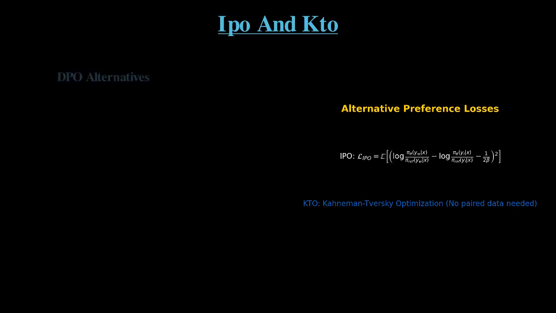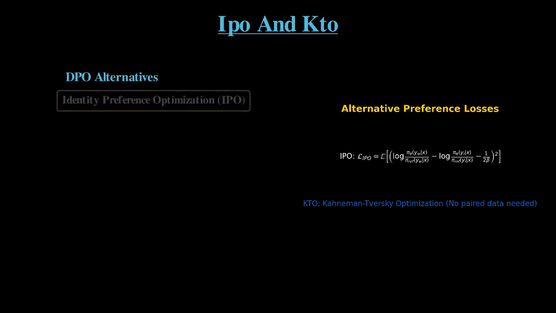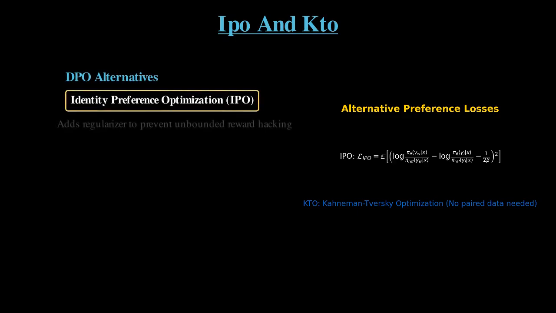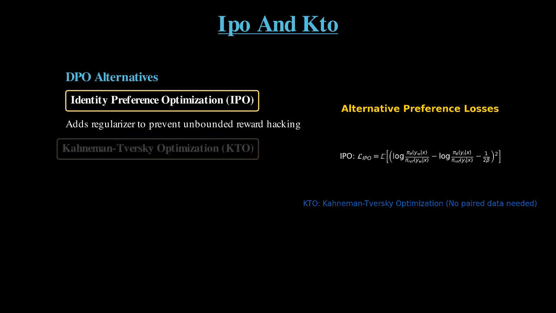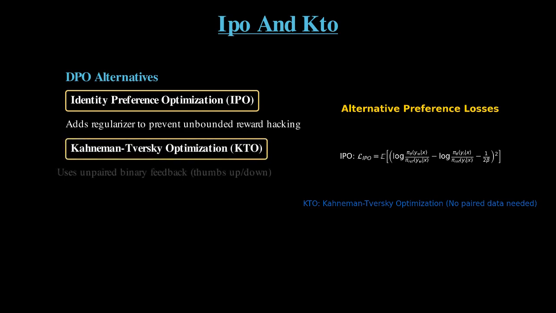DPO isn't the only preference optimization method. Identity Preference Optimization, or IPO, alters the loss to add a regularizer that prevents the model from over-optimizing on a finite dataset, avoiding the unbounded reward hacking DPO can sometimes suffer from. Then there's Kahneman-Tversky optimization, or KTO. Unlike DPO, KTO doesn't require paired preference data. It just needs binary signals, thumbs up or thumbs down. This makes data collection significantly cheaper while achieving parity with paired DPO performance.